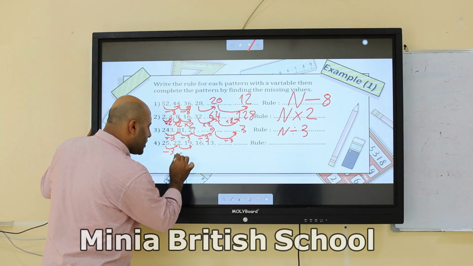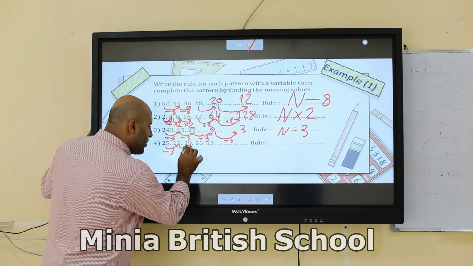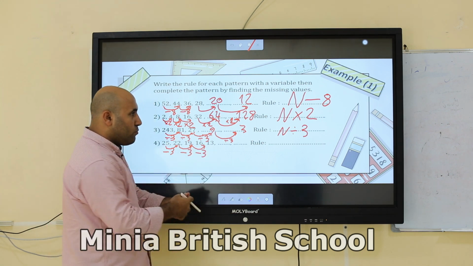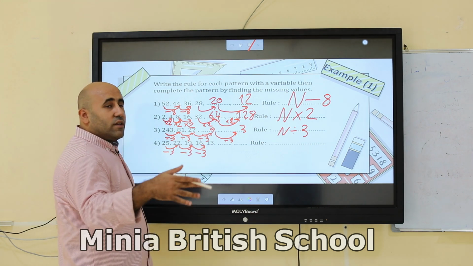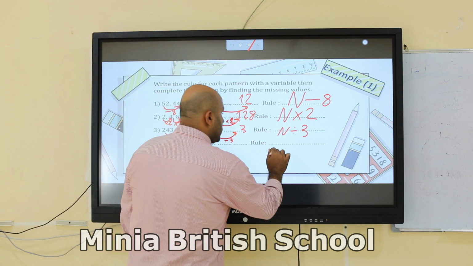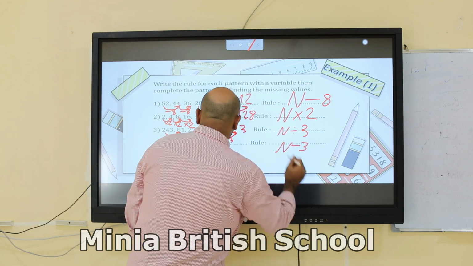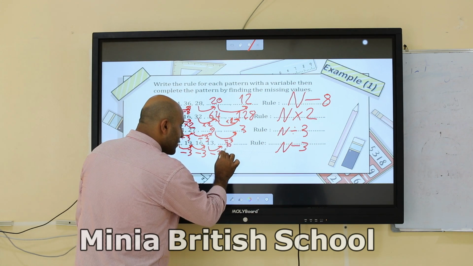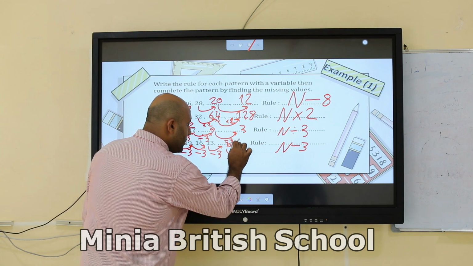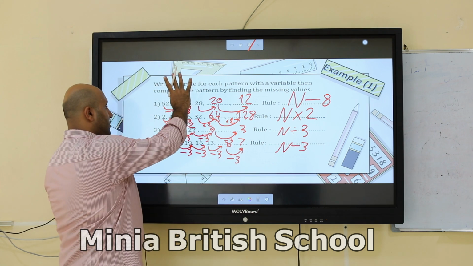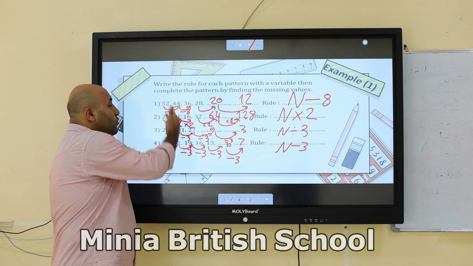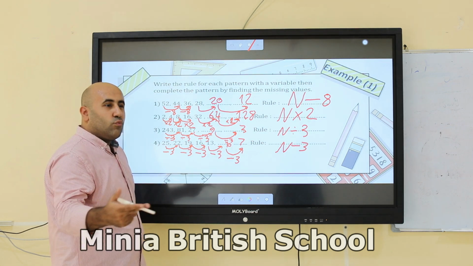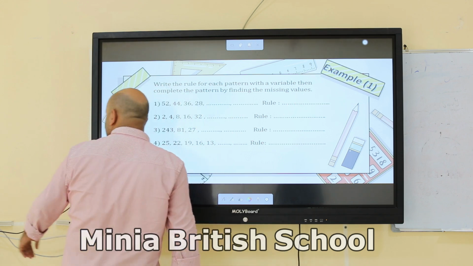25 subtracted by 3 gives me 22. 19 subtracted by 3 gives me 16, and so on. So my rule is any number gets subtracted by 3. So n minus 3. So 13 minus 3 equals 10. 10 minus 3 equals 7. And these are the patterns. All of you got it? Good. Let's see another style of patterns. Let's get into it.